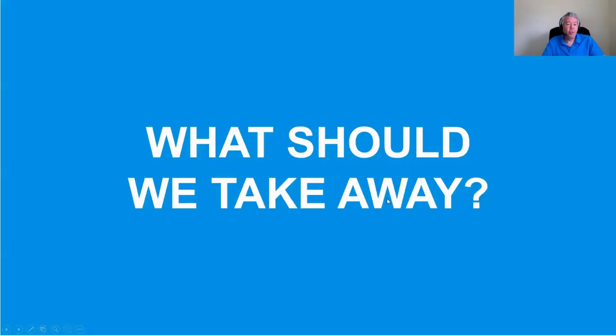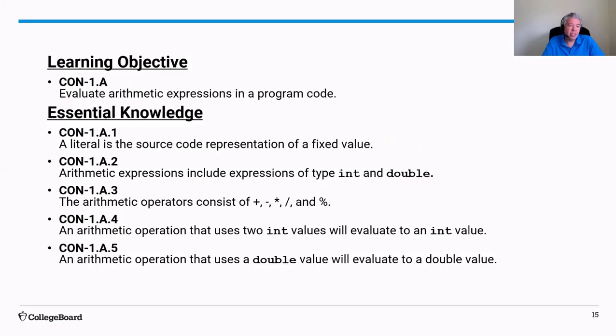Okay, that's our video number 1 for topic 1.3. The key takeaways. We can evaluate arithmetic expressions in program code. Okay, that's our main learning objective for this video. The little essential knowledge pieces are a literal, which is different than a string literal. Okay, a literal is the source code representation of a fixed value. Arithmetic expressions, at least in the AP subset, include expressions of type int and double. There are 5 arithmetic operators: addition, subtraction, multiplication, division, and modulus. And as long as I'm doing integer operations using 2 integer values, I'm going to get an integer result. If I'm using double values, I'm going to get a double result.